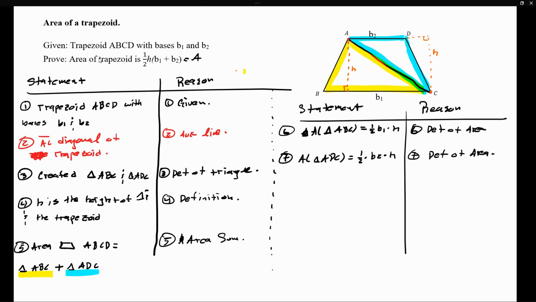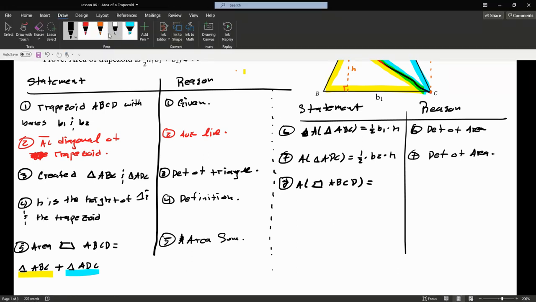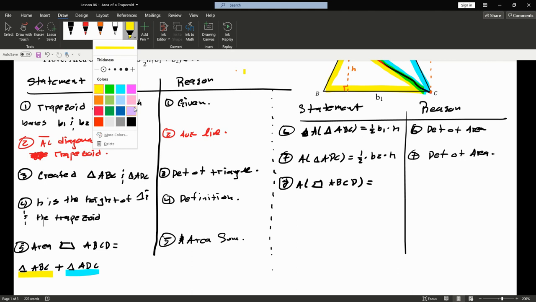So now if we put it all together, we know that the area of the trapezoid ABCD, we define it to be the area of the yellow triangle, which we already know what it is. Notice that here we have the area of the yellow triangle.